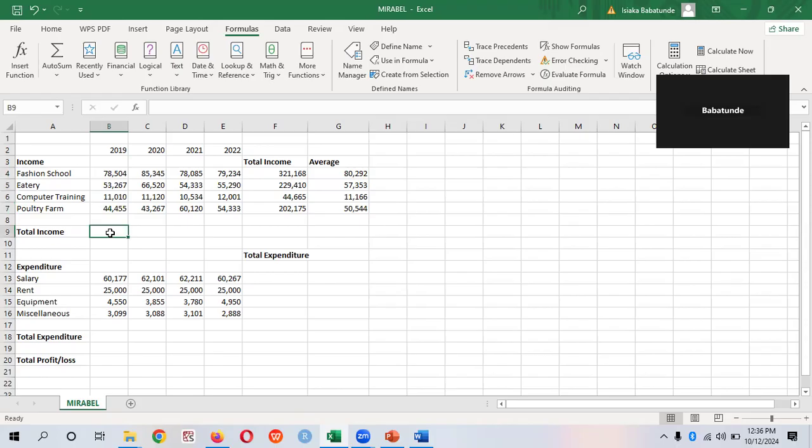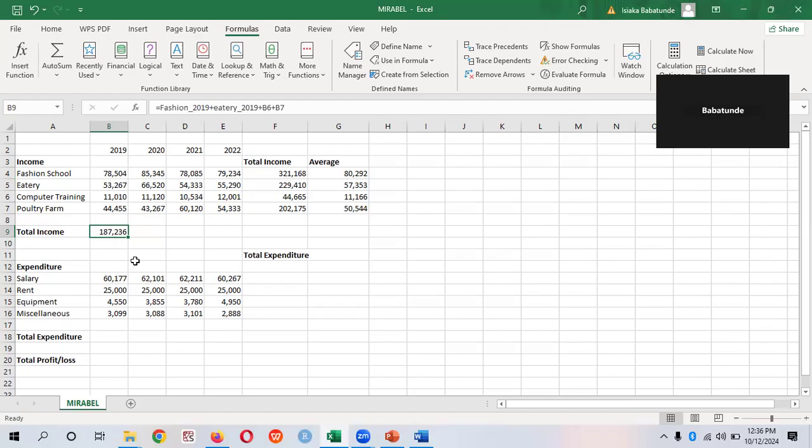So we come here, enter equal sign, then select the first one, plus the second, plus the third one, plus the fourth one. These are the 4 organizations. So click enter. This amount is what the company generated yearly in 2019. The company generated 187,000 from 4 organizations: fashion, E3, computer, and poultry.